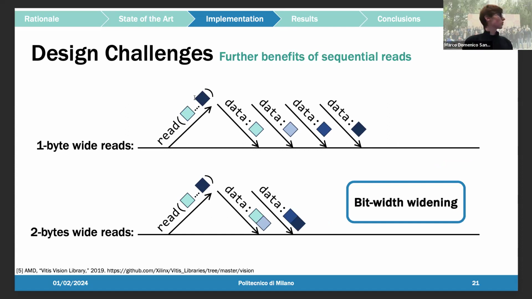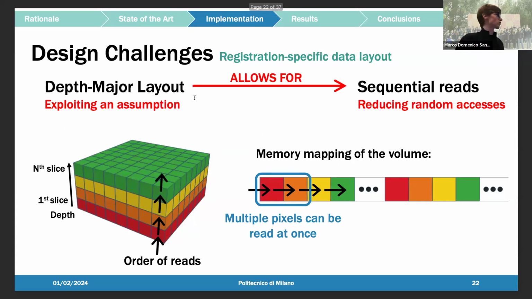But to do so, we have to use a specific data layout, which allows reading sequentially. This is a depth major layout, in which pixels along the depth dimension are stored sequentially in memory. This layout allows us to exploit the burst and bit width widening to increase as much as possible the reading throughput.